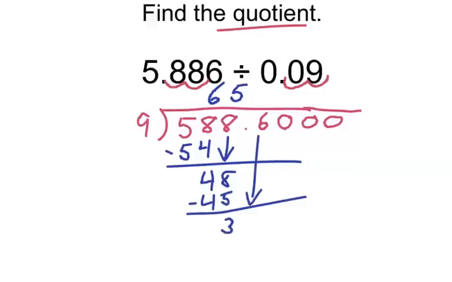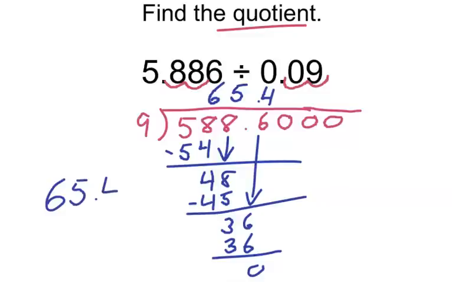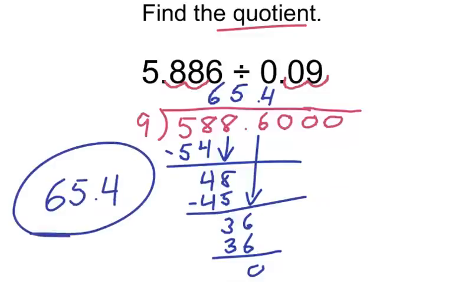Bring down the 6. How many times does 9 go into 36? Exactly 4 times, because 9 times 4 is 36. No remainder. We're done with that. We just have to bring the decimal up. So the answer is 65.4. Okay, the big key about this one is making sure that you are taking care of these decimals so you can do the long division problem. All right, that's the answer to that one.